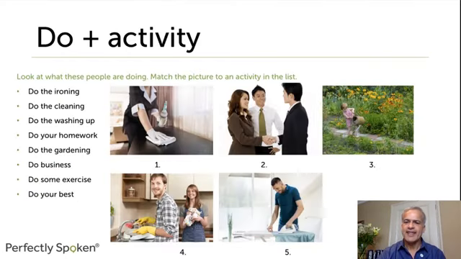Now, this time we have do and an activity. We use in English, right? We have do is the verb with activities. So, for example, we have do the ironing, iron, not iron, iron. Do the ironing, and it's number 5. Picture number 5, ironing. Do you do the ironing? Okay. Do the cleaning.